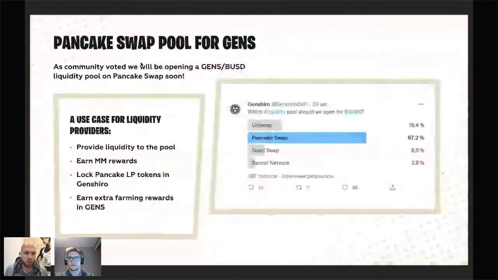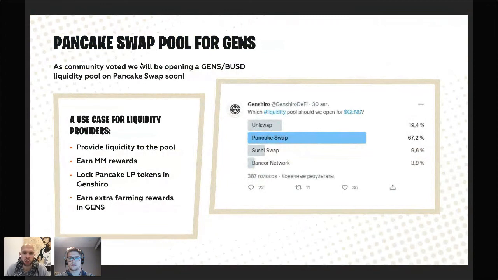So another important thing that we also wanted to share with the community is that we are going to launch the PancakeSwap pool on BSC very soon. It's based on the voting that we have conducted within our community on Twitter quite a while ago. And eventually it's coming over. Again, the dates will be communicated with the community really soon, and we anticipate the launch very soon as well.